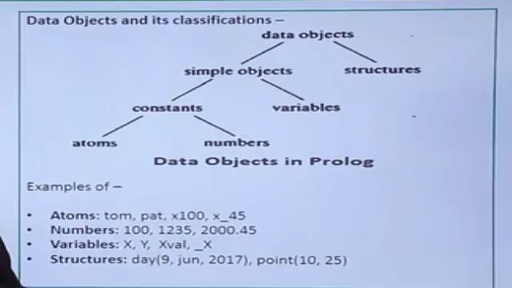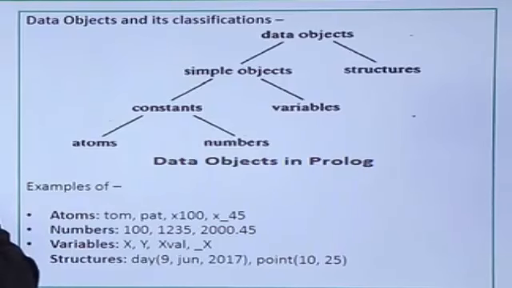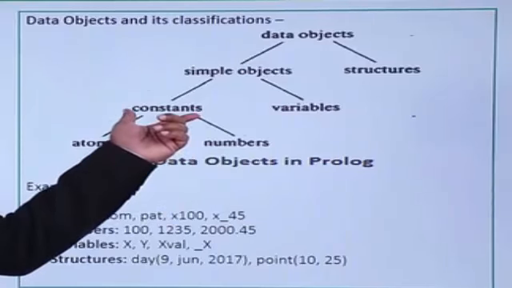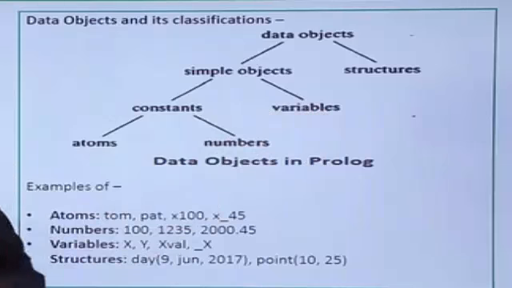Let us suppose there is a particular structure with the name date and it has three values, say 20 June 2017. That is a structure. We shall have a separate video on structure, you can also watch it. Simple objects can be categorized into two heads: constants and variables. What is a variable? A variable is nothing but a symbol which can hold multiple values, but one value at a time obviously.